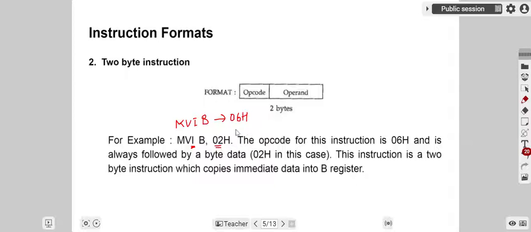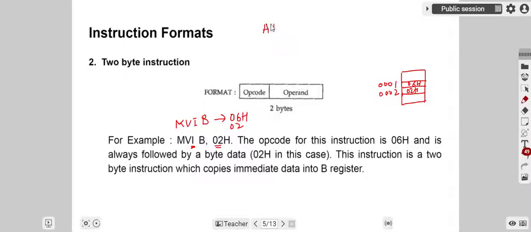So 06H and 02H. How many locations do we require to store this kind of instruction? We require two locations. Let's suppose this location is 0001H, this is 0002H. So 06H will be stored in this location and 02H will be stored in the next location. So these kinds of instructions fall in the category of 2 byte instructions.